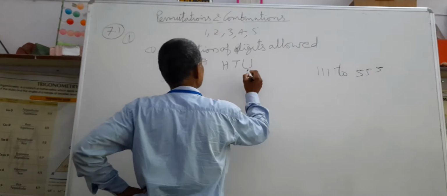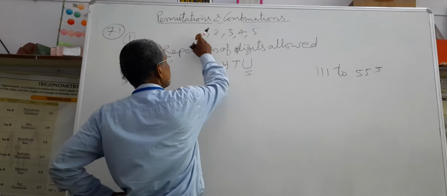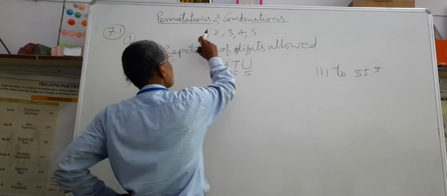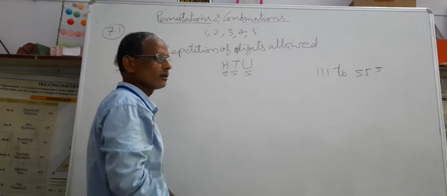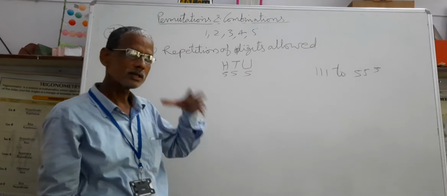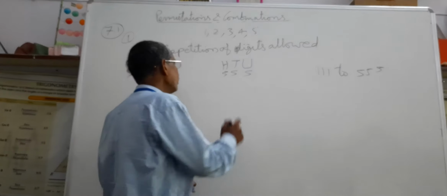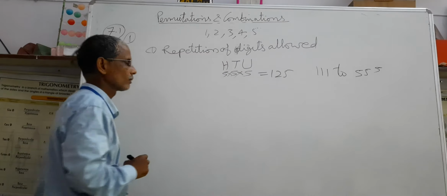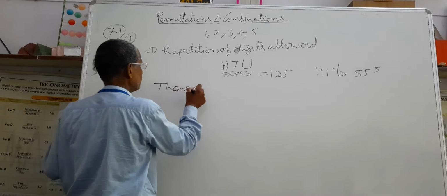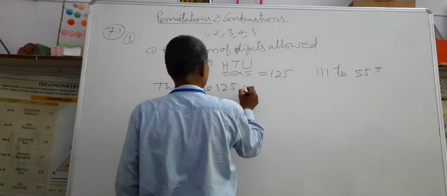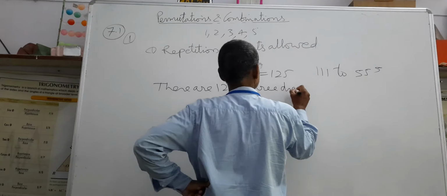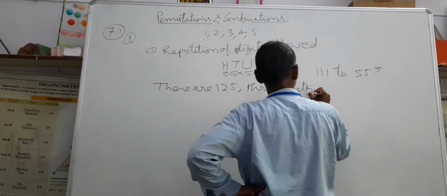So this place can be filled in 5 ways, any digit from these 5. This also can be filled in 5 ways. This also can be filled in 5 ways. When all places are filled, our job is complete. Therefore, the total number of ways will be multiplied, so this is equal to 125. So the answer is, there are 125 three-digit numbers.